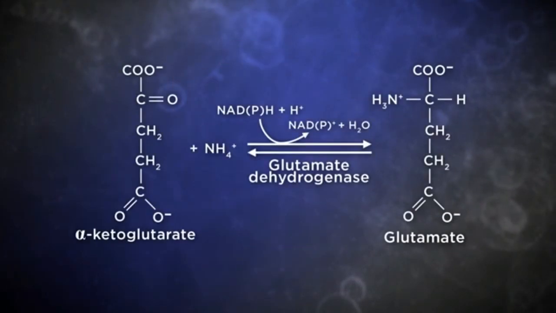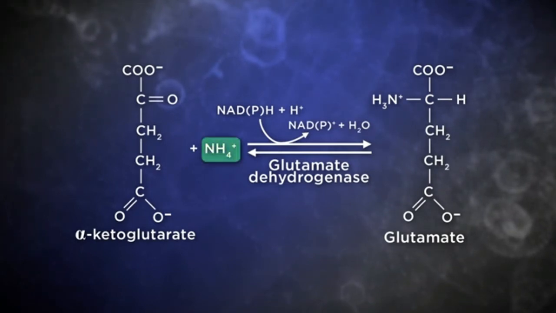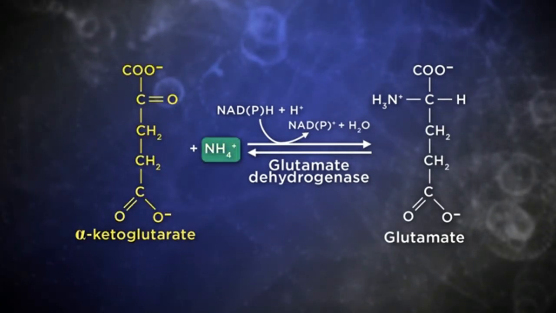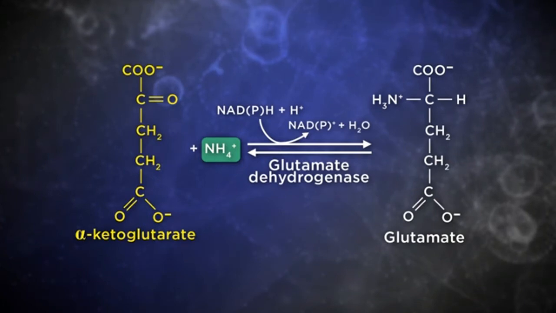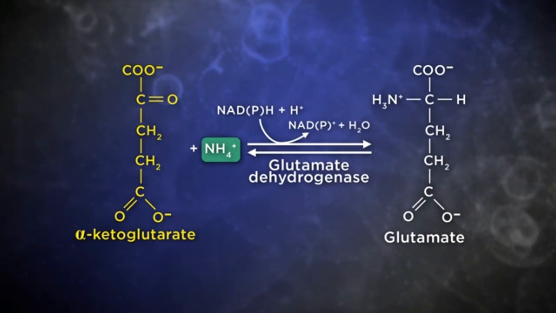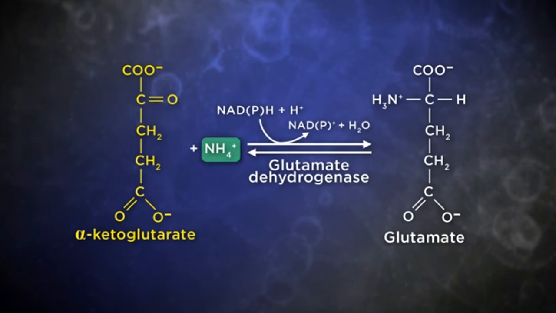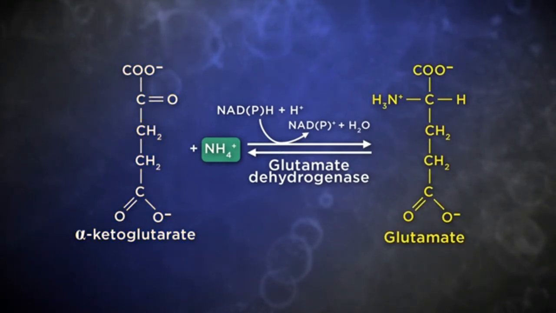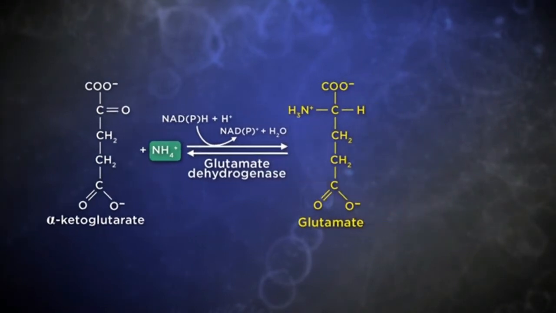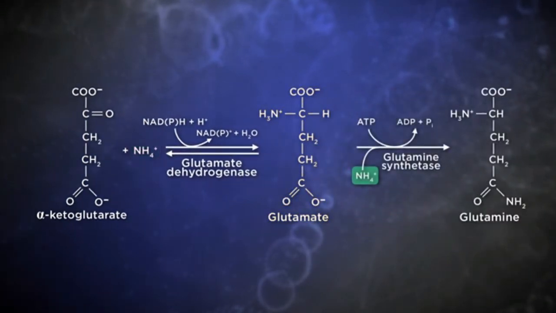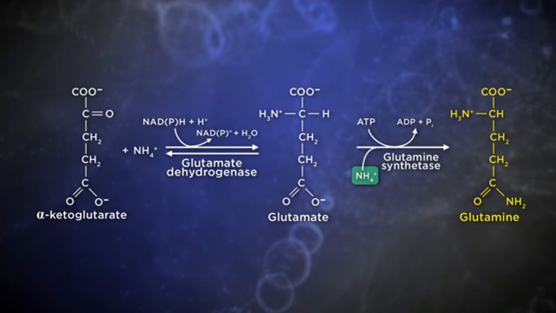A simple example is the amino acid glutamate, which can be made by reacting an ammonium ion, NH4+, with alpha-ketoglutarate from the citric acid cycle. That's all it takes. Alpha-ketoglutarate plus inorganic nitrogen in the form of the ammonium ion, NH4+, gives glutamate, our first amino acid. Add a second ammonium ion to glutamate, and that becomes glutamine.